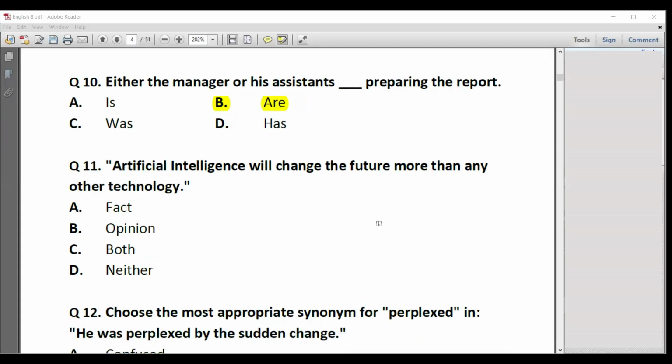Question 11. Artificial intelligence will change the future more than any other technology. Option A, it is a fact. Option B, it's an opinion. Option C, it is both. Option D, it is neither. The correct option is option B, opinion. It is just a prediction about the future and cannot be proven.